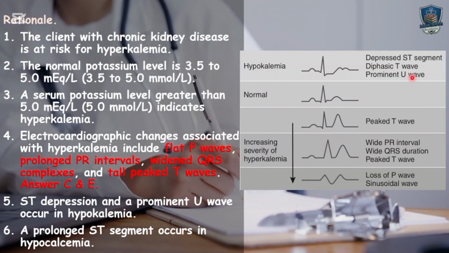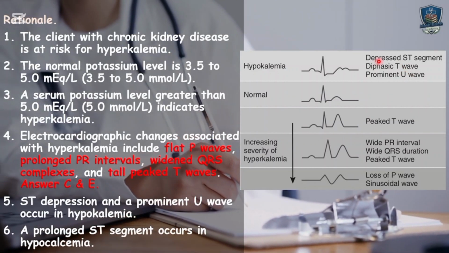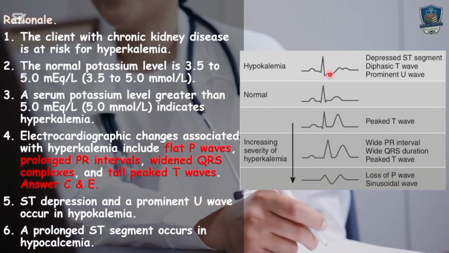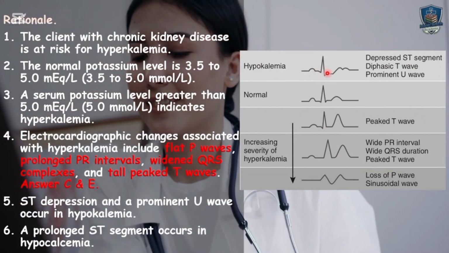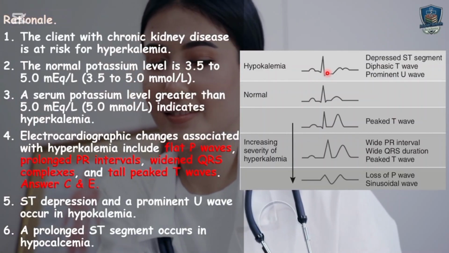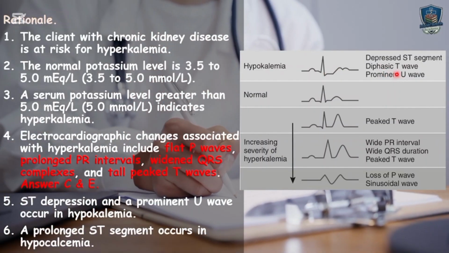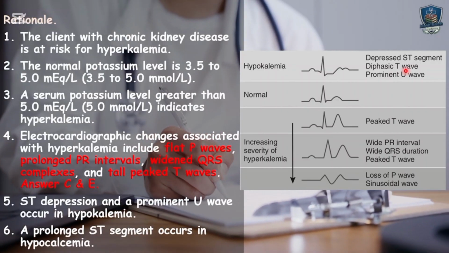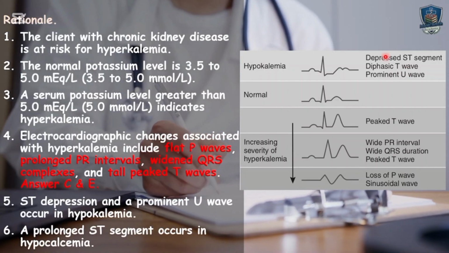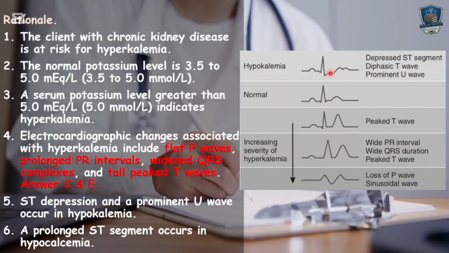We always have prominent U waves that tend to appear after the T wave, and also the ST segment, as you can see on the screen, is depressed. It's not at the same level. These are some of the signs of hypokalemia. So for hypokalemia, think of the U wave, think of the T wave. The T wave may become flattened, diphasic, or inverted, and also think of the ST segment. The ST segment is this segment here.